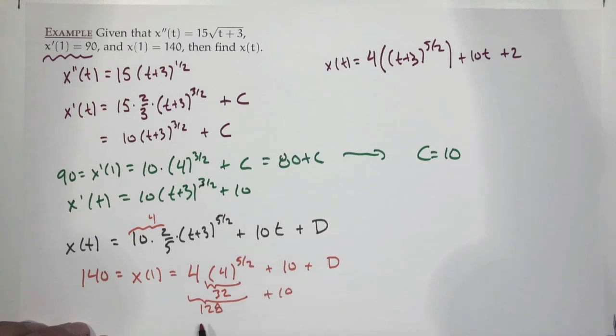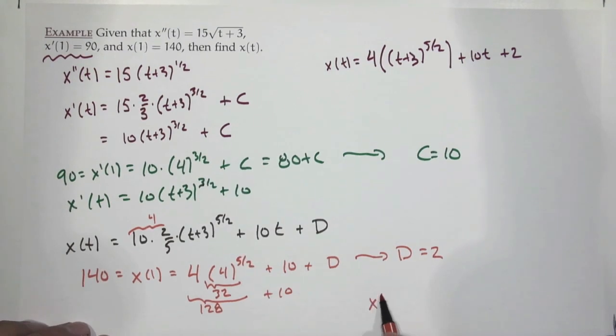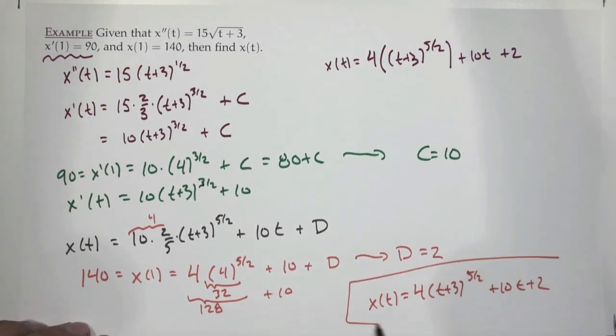Okay. 128 plus 10. 138. So I have 138 plus something. Better give me 140. So what number does that? 2. Ah, that's where the 2 came from. So our final answer is indeed 4 times t plus 3 to the 5 halves plus 10 times t plus 2.